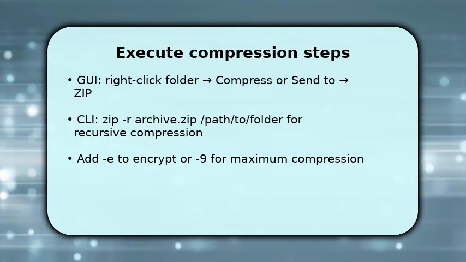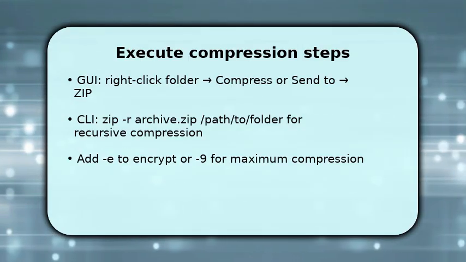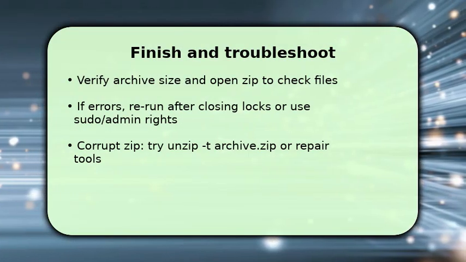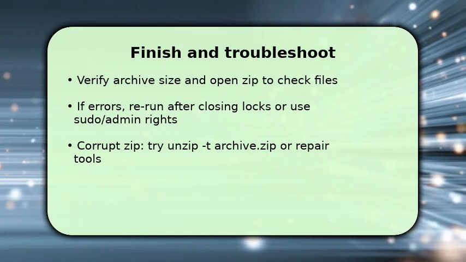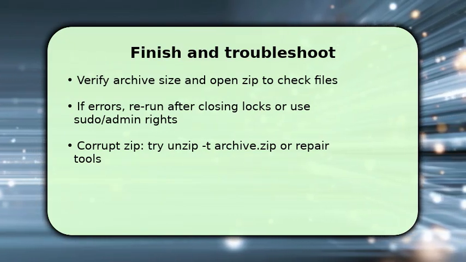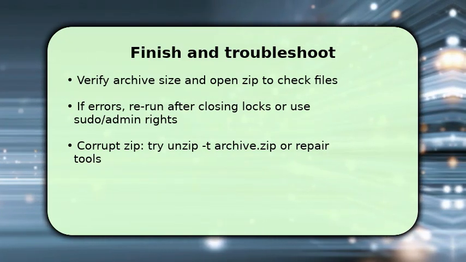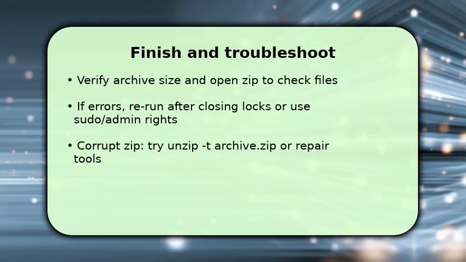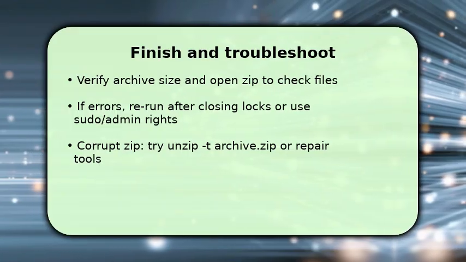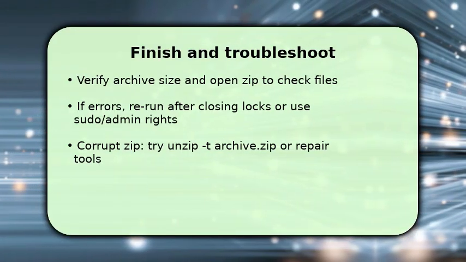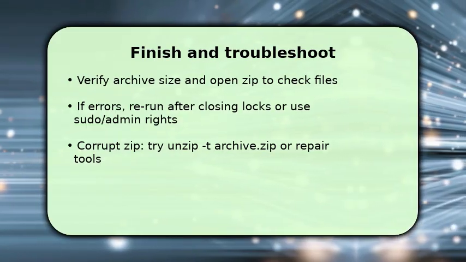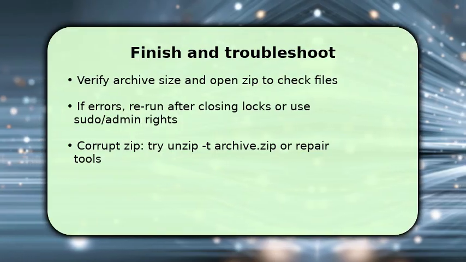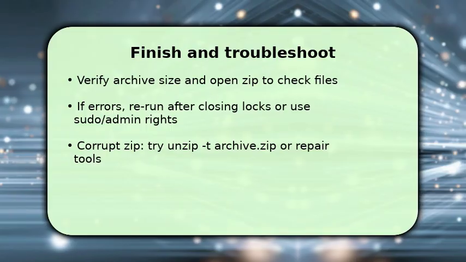After compression, verify the archive by checking its size and opening it to inspect several files. This confirms success. If you encounter read errors, close programs locking files and rerun the compression. On restricted files, use sudo or administrator privileges carefully. If the zip is reported corrupt, run unzip -t archive.zip to test integrity and consider repair tools or recreating the archive from a fresh copy. One key troubleshooting tip: always confirm source data integrity before compressing.